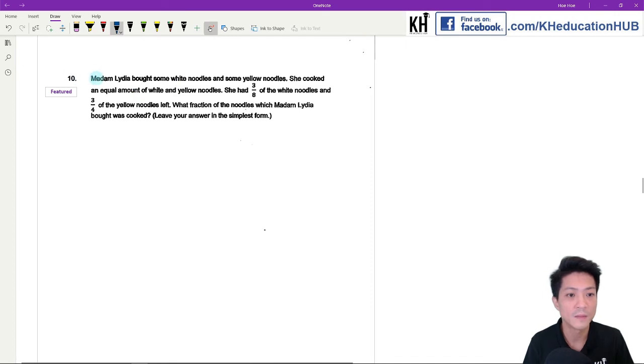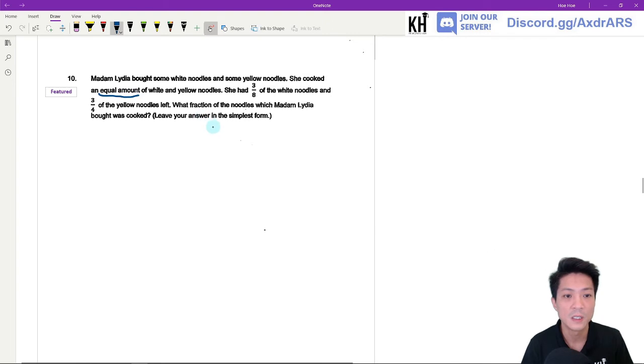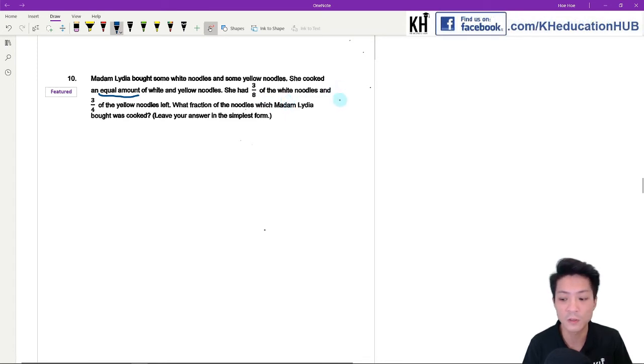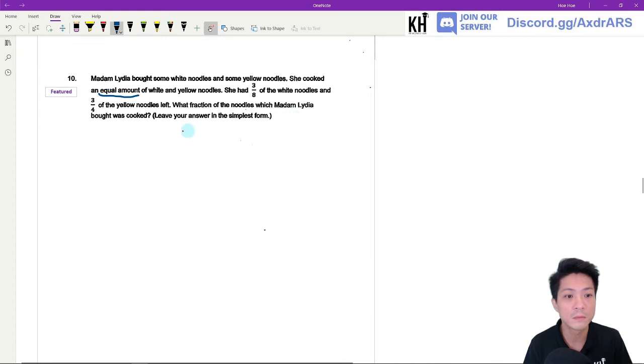Question 10. Madam Lydia bought some white noodles and some yellow noodles. She cooked an equal amount. Whenever you see equal amount, that is always very important information. Equal amount of white and yellow noodles. She had 3/8 of the white noodles and 3/4 of the yellow noodles left. What fraction of the noodles Madam Lydia bought was cooked?